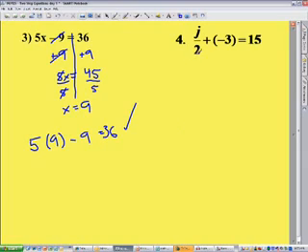Yeah, you subtract. Put it in the constant. 15 minus -3. So that was right.